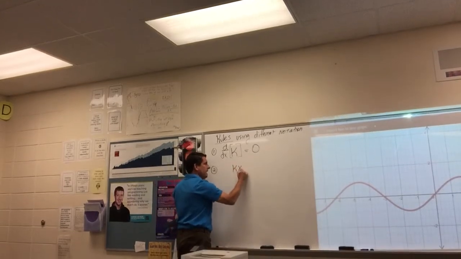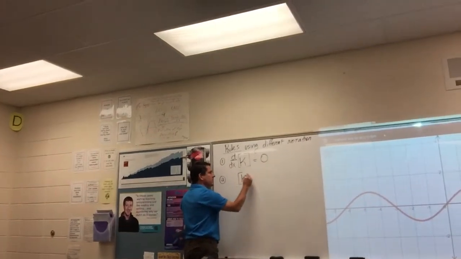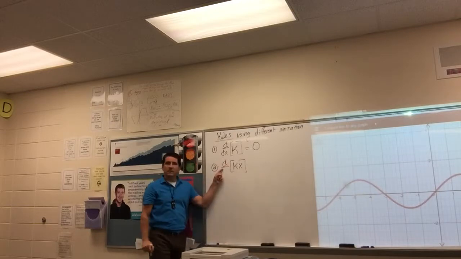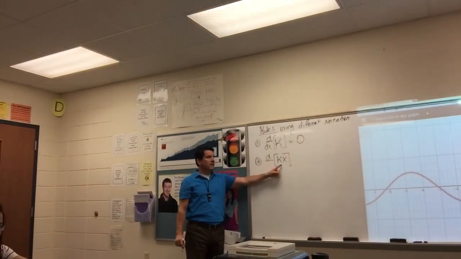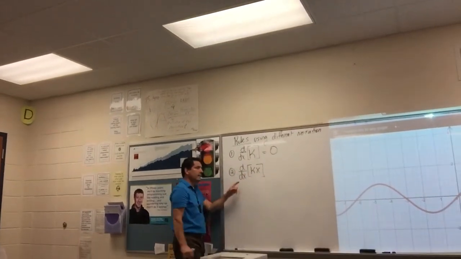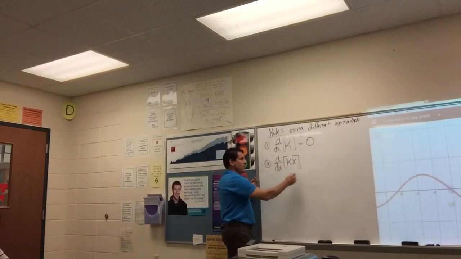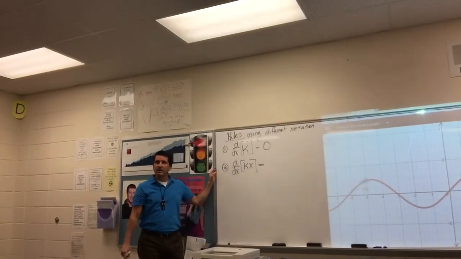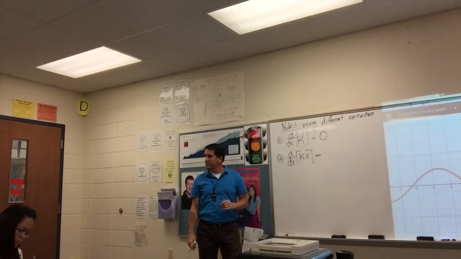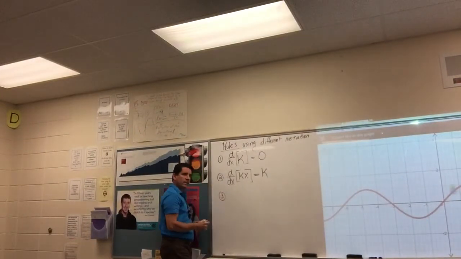The second one that we said we had was kx. So I'm going to write this in this notation. I'm going to say the derivative, this means the derivative of kx with respect to x. Now this has an x in it. What is the derivative of kx? K. If you have a line, the derivative is whatever the slope of the line is.